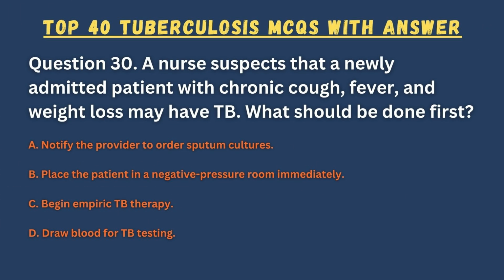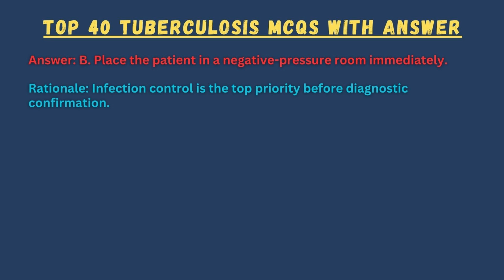Question 30. A nurse suspects that a newly admitted patient with chronic cough, fever, and weight loss may have TB. What should be done first? A. Notify the provider to order sputum cultures. B. Place the patient in a negative pressure room immediately. C. Begin empiric TB therapy. D. Draw blood for TB testing. Answer: B. Rationale: Infection control is the top priority before diagnostic confirmation.